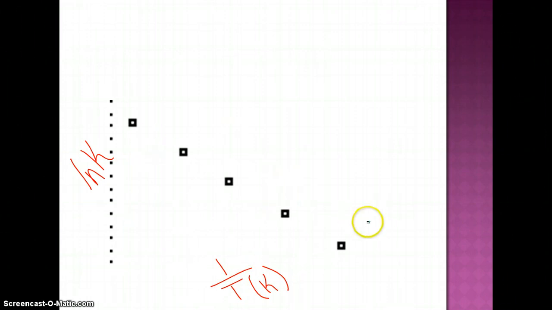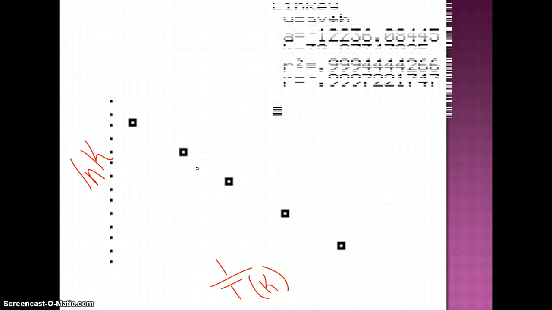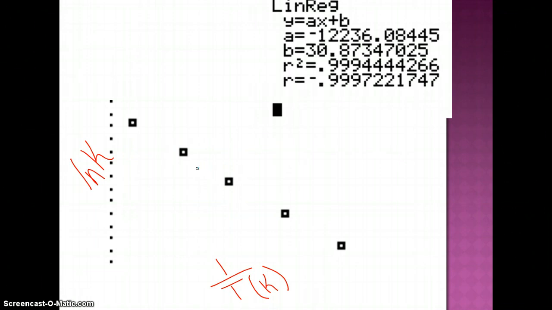So when you're graphing this, you should get a line like this, and that equation that we saw represents the graph. You see that the R squared value is 0.99999, okay? And we know from that equation that the activation energy over R is going to be our slope here. And our slope is 12236.